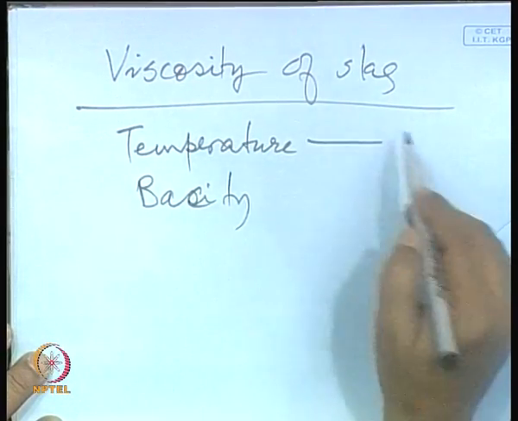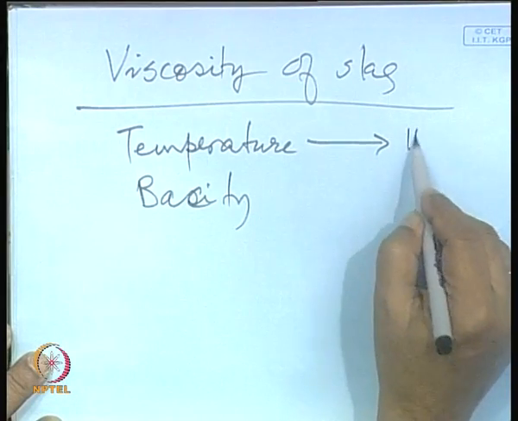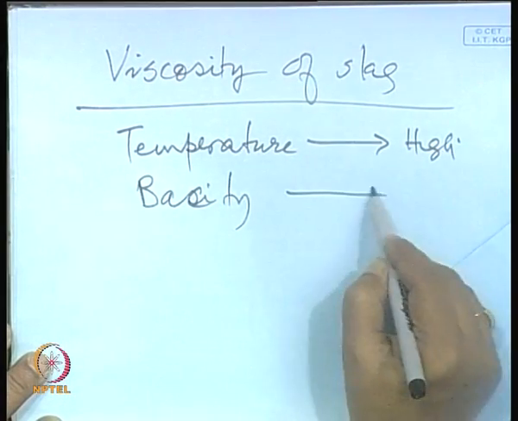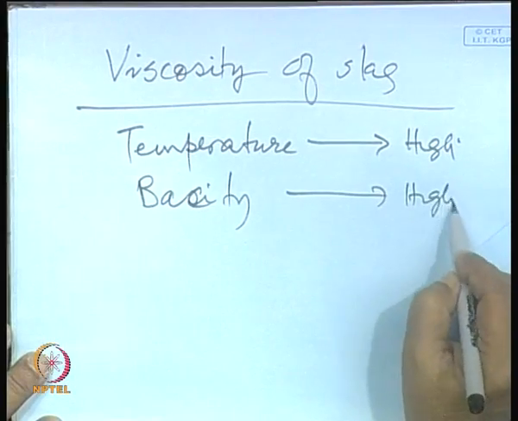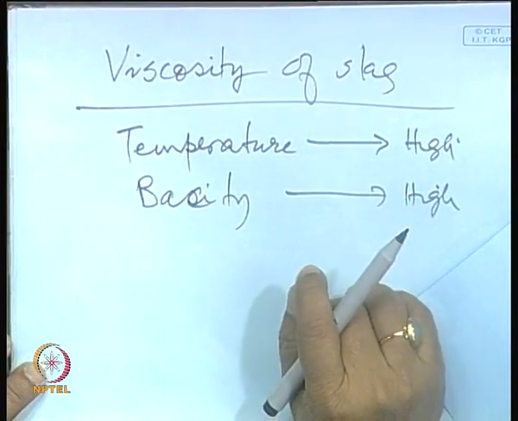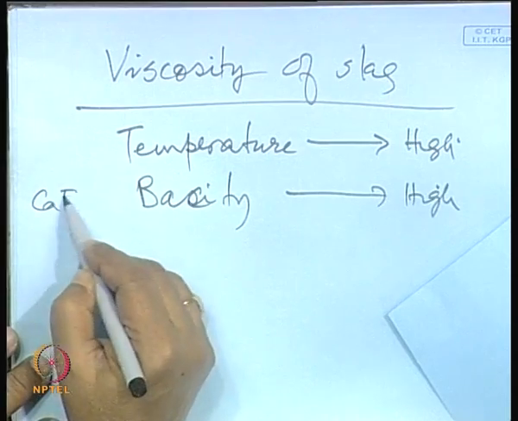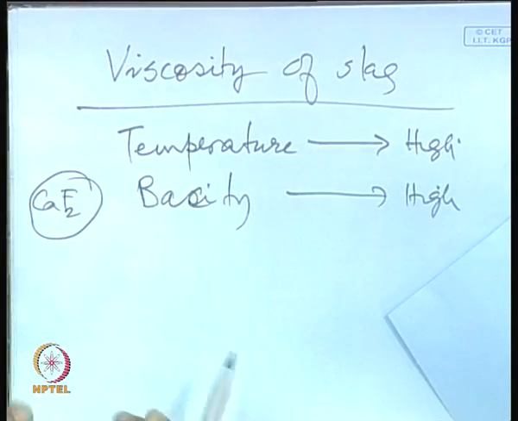So, temperature should be high, basicity should be high to lower viscosity or increase fluidity. There are also some fluidizing agents like calcium fluoride, which when added increases fluidity of slag.